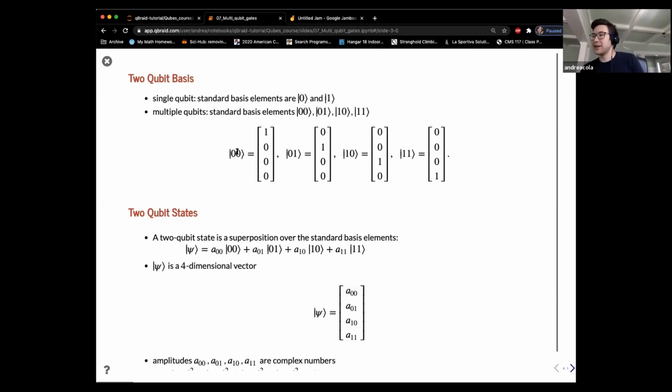In particular, we will think of the standard basis elements here as standard basis elements of a 4-dimensional space, right? It's 4-dimensional because you can represent these 4 basis states as vectors with 4 entries. 00 will be the vector 1, 0, 0, 0. 01 will have a 1 in the second place, etc. Okay.